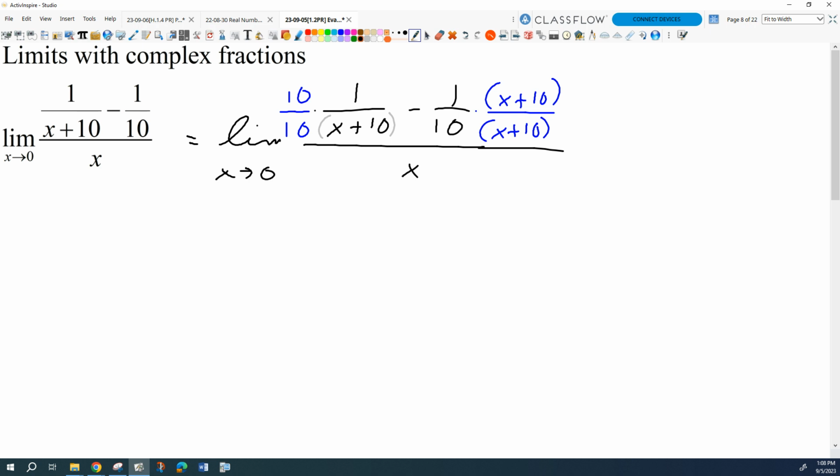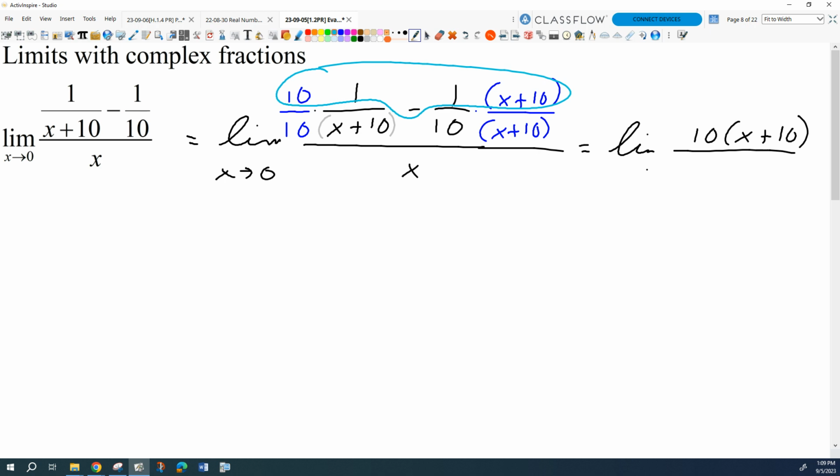Well, we get a common denominator. Our common denominator is 10 times x plus 10. And then the numerators of both fractions and the operation that's connecting them, all that stuff goes in the top, right? If I write this with a common denominator, I'm just going to subtract the two numerators into the top, right? So in this big fraction on top, I get 10 minus 1 times x plus 10, is 10 minus x plus 10.